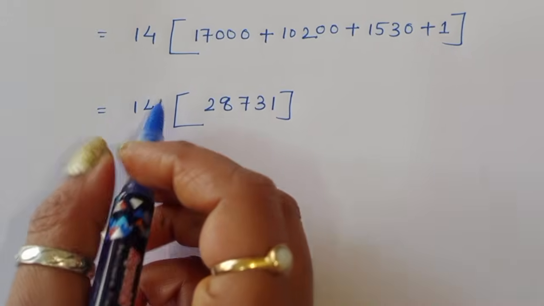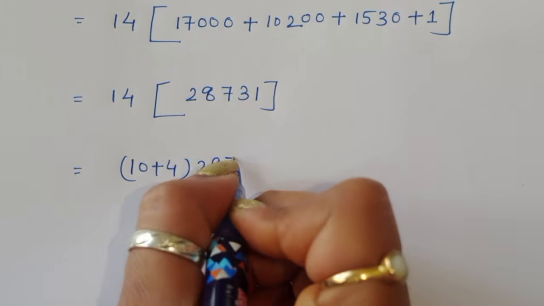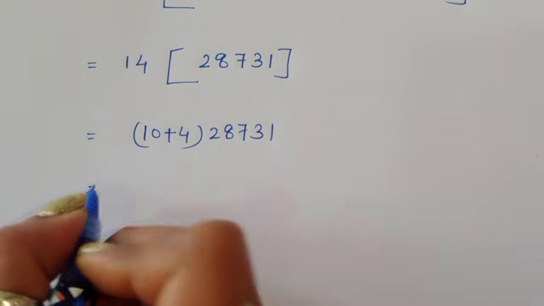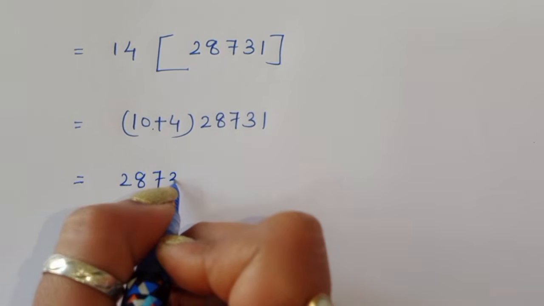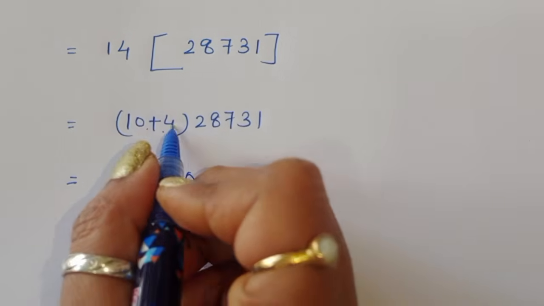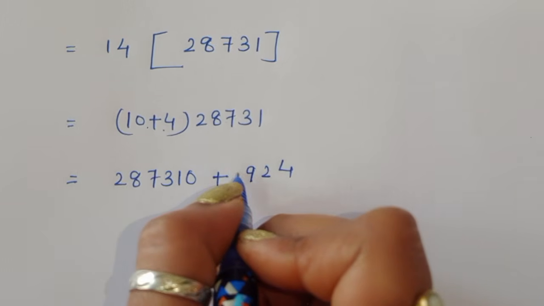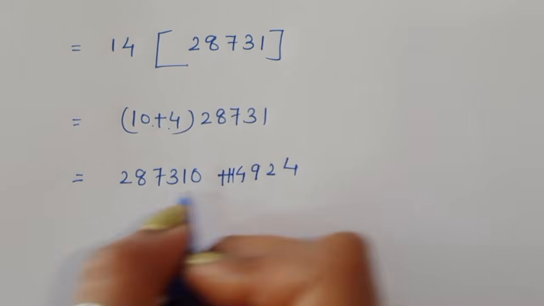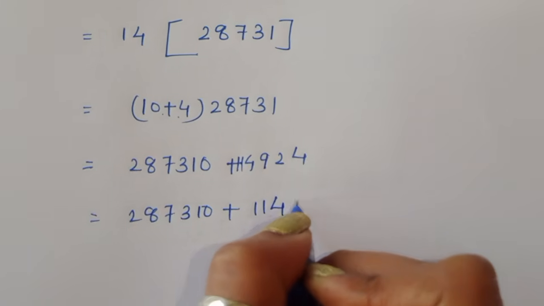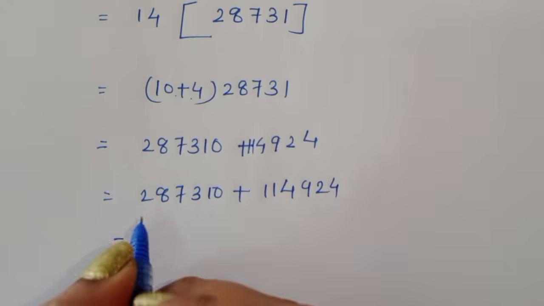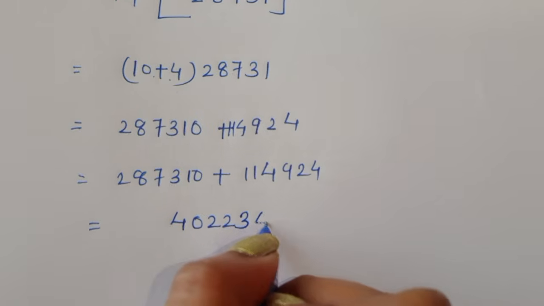We can simplify 14 as 10 plus 4 times 28731. When we multiply this way it becomes easier. So 287,310 plus 4 times 28731, which is 114,924. Adding these terms, we get 402,234, and this is the solution.